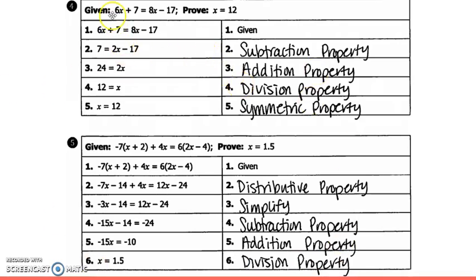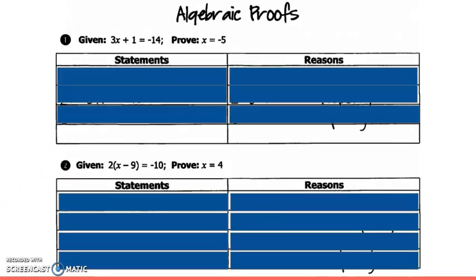Now in this case, all of our statements were written out for us. They solved it, but that's not always going to be the case. In fact, most of the time you're going to have to do the whole thing on your own. So we're going to go through a couple of examples where they don't give us anything and we have to write it all out. So my first example is they gave me that 3x plus 1 equals -14, and that's always my first line of my statement.